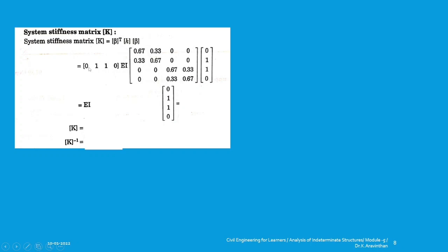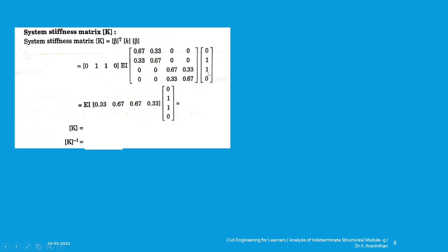Now you have to multiply this row into this column. Likewise, you can do it for all the columns. 0 into 0.67 will be 0, 1 into 0.33 is 0.33, and this will be 0, and the last component will be 0. So you will have 0.33 for the first value, and the second value will be 1 into 0.67, which is 0.67, and for the third column you will have 1 into 0.67, and for the last column 1 into 0.33. So this will be your answer.